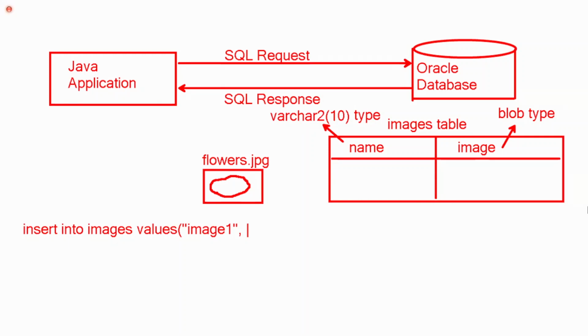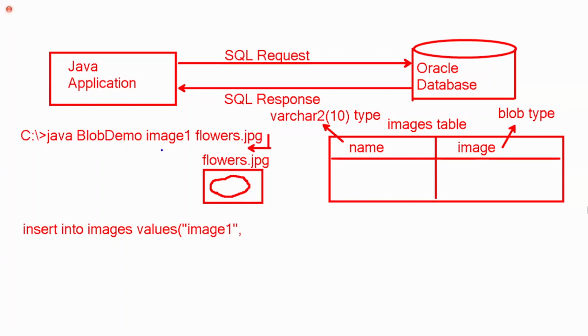Now, first what you have to do is, suppose at the command prompt or scanner class you can use. Suppose I'll use command line arguments: java BlobDemo, here I'll pass image1, and I'll pass flowers.jpg. At the command prompt, I'll execute like this with 2 arguments. Command line arguments you studied now.